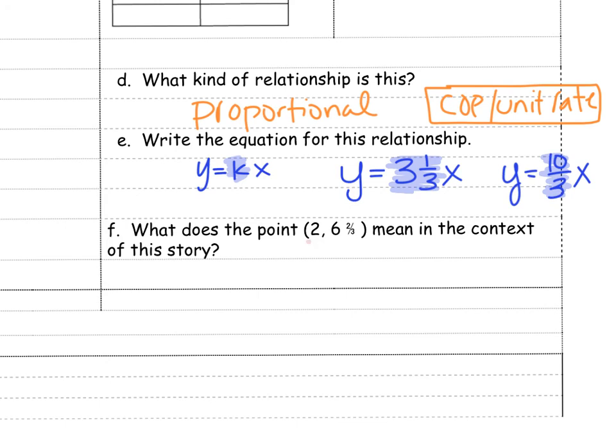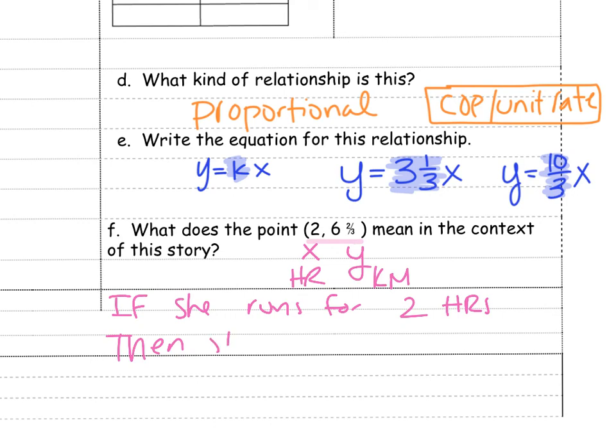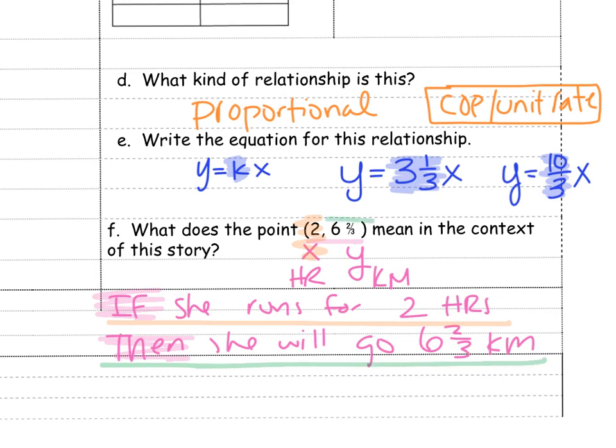And then lastly, what does the point (2, 6 2/3) mean? So remember, 2 is my x, 6 2/3 is my y. 2 is my hours, 6 2/3 is my kilometers. So if she runs for 2 hours, then she will go 6 2/3 kilometers. I like to write my sentences as if, then, if being the x value, then being my y value.